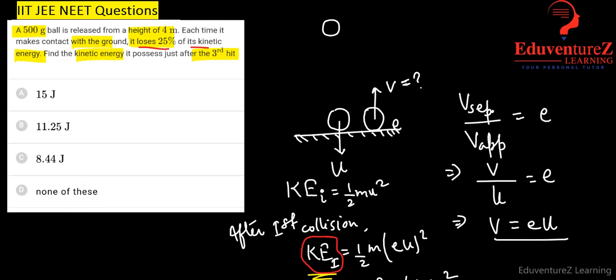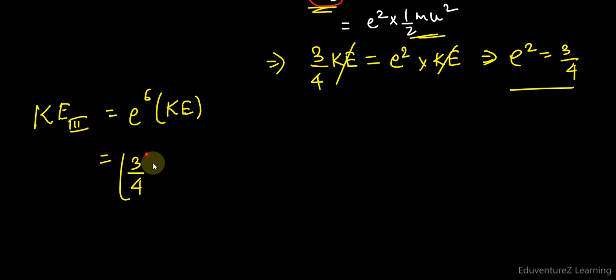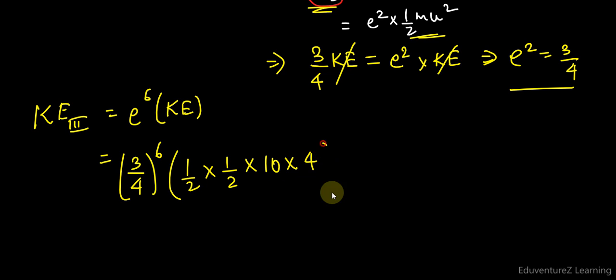So the kinetic energy after the third collision, because in the question we need to find the kinetic energy after third hit, is equal to e to the power 6 times the initial kinetic energy. So e to the power 6 means 3 upon 4 to the power 6 into kinetic energy. Okay, so half mv square, half into, as the mass is 500 grams, so 1 upon 2 kg into g into h. The height from which it is thrown is 4 meters.